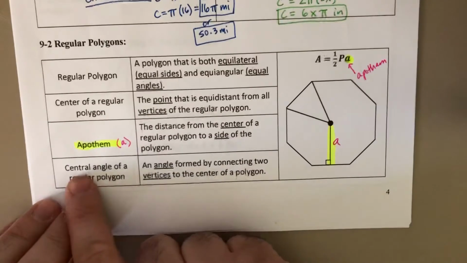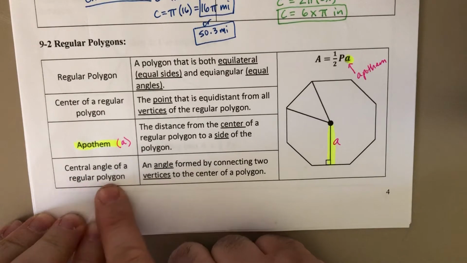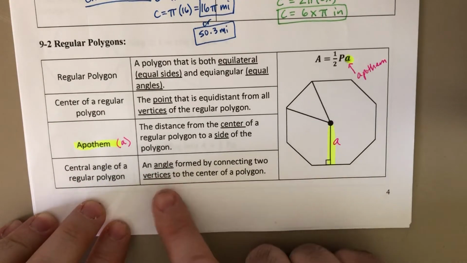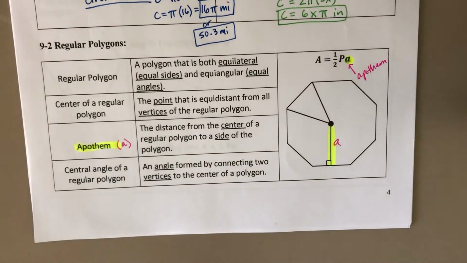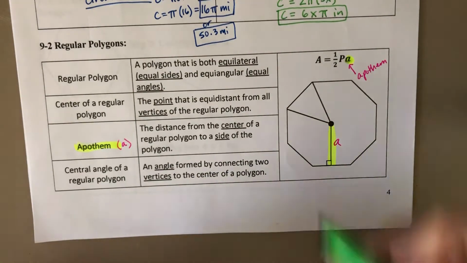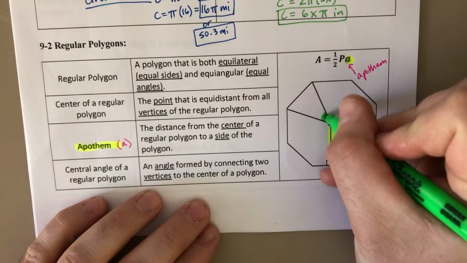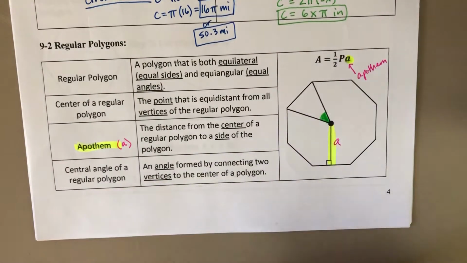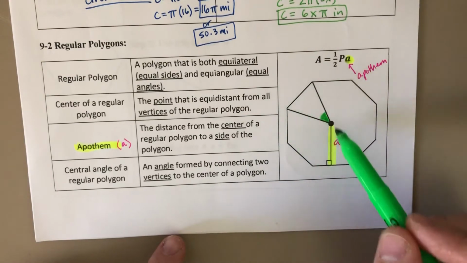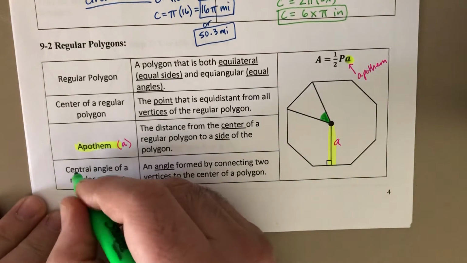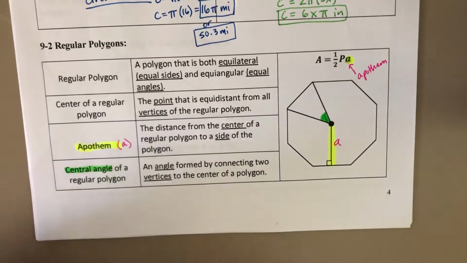And then something else we need to know, the central angle of a regular polygon. It's an angle formed by connecting two vertices to the center. So like this example here, let me use a different highlighter here. I'm going to use my green. So like that angle right there, that's created by these two guys, which are connecting two vertices to the center, two consecutive ones. That's what's creating what's called the central angle of a regular polygon.